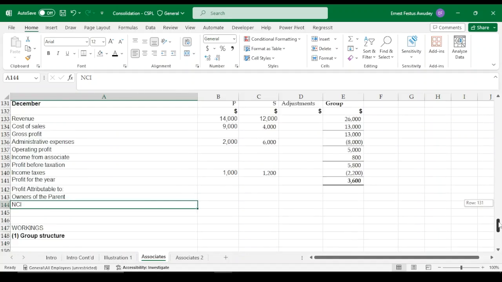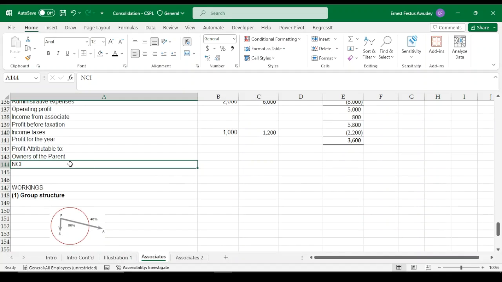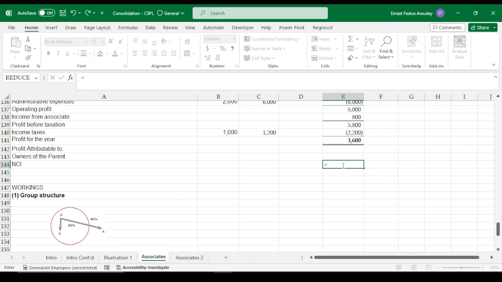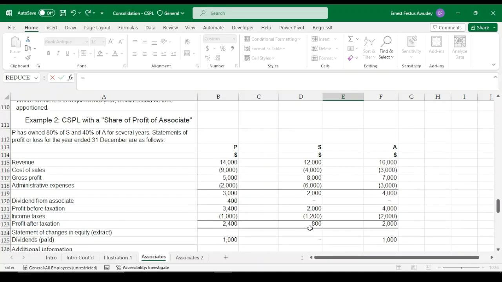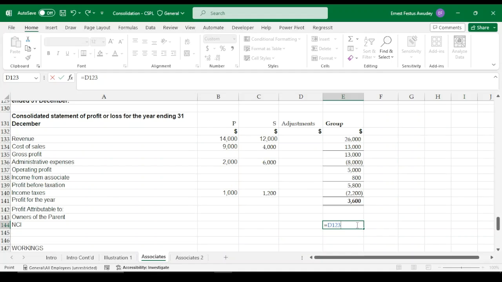So let me just do it right here. I'm going to have equals the 800, which we have here and know to be the post-acquisition profit of the subsidiary. Then we multiply that by the percentage holding of the NCI, which is 0.2 or 20%. So that is 160.